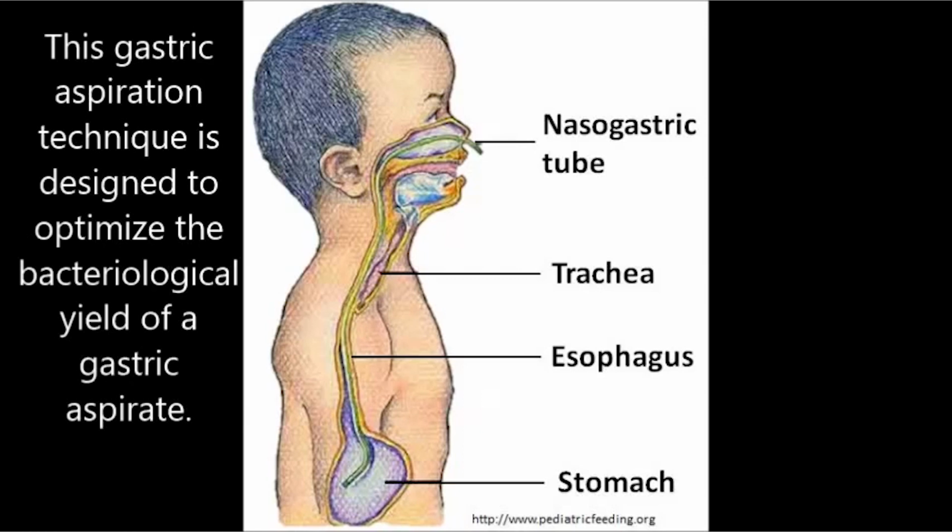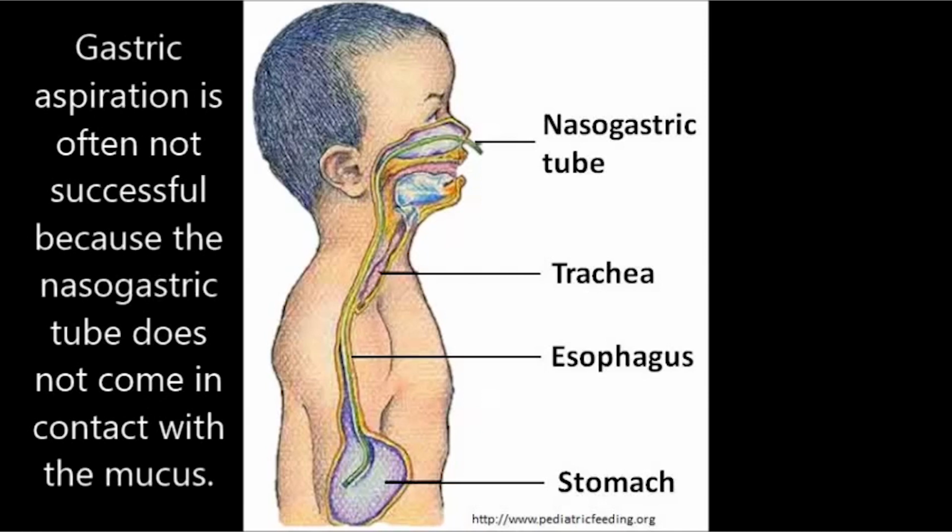So, what is the principle behind this gastric aspiration technique? While the child is awake or asleep, the mucociliary system moves the mucus to the upper airway, where it is then swallowed and moved down the esophagus to the stomach, where it remains until gastric emptying occurs. This aspiration of gastric contents is designed to optimize the bacteriological yield of a gastric aspirate. So, the nasogastric tube is passed through the nose. This is then passed through the esophagus into the stomach to collect the gastric contents.